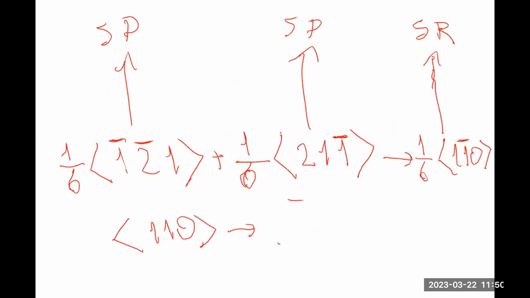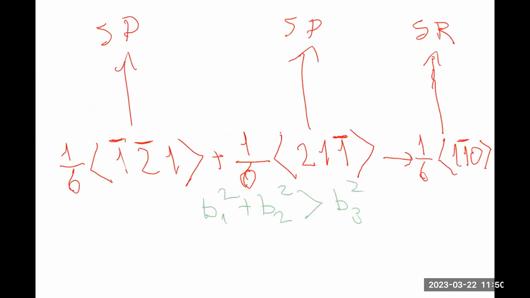Okay, 2 Shockley partials meet at the junction, the Lomer-Cottrell junction, and they create the stair rod. Do you think this is energetically favorable? Tell me. So we are checking whether B1 square plus B2 square is greater than B3 square or not.